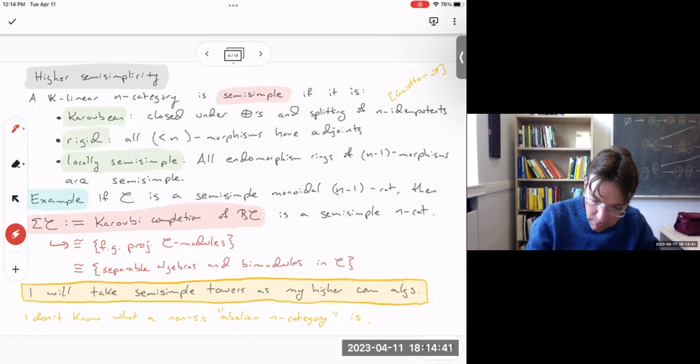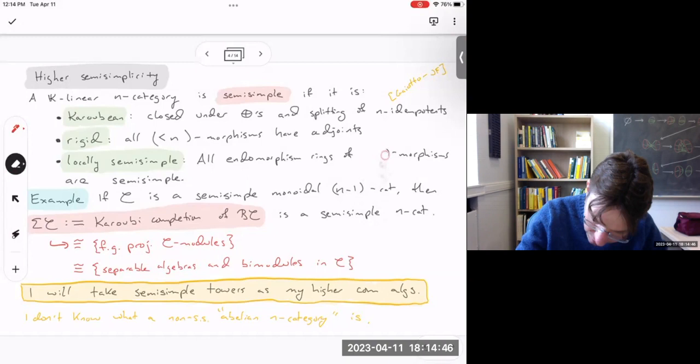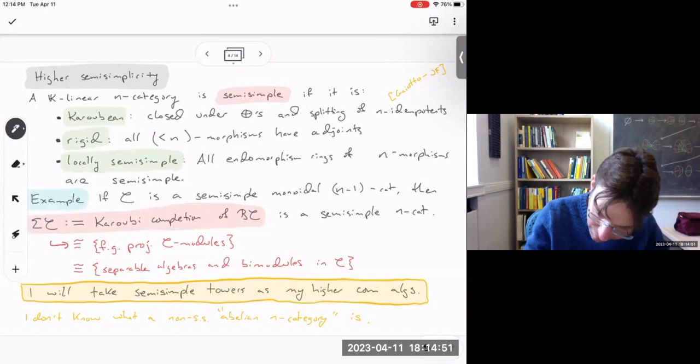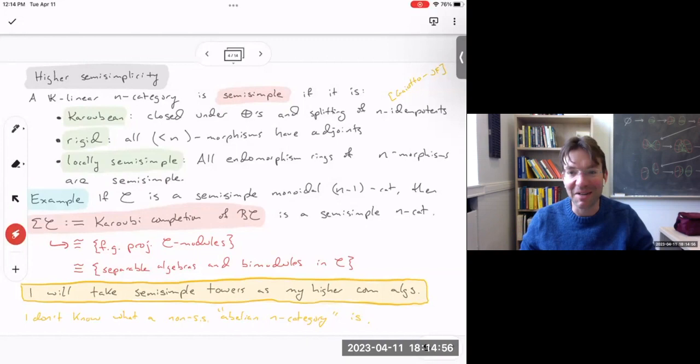And I realized that there's a typo on the slide. This should be N. Okay. Great. So the slides that are on the website already will need to be updated. I will do that after the talk.